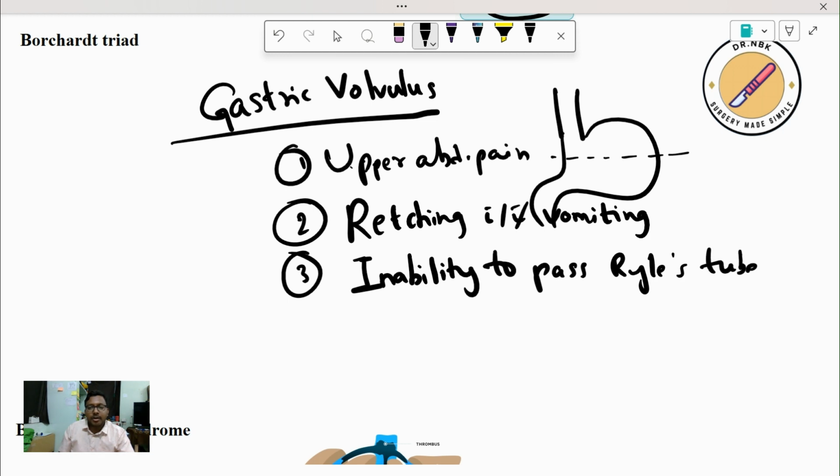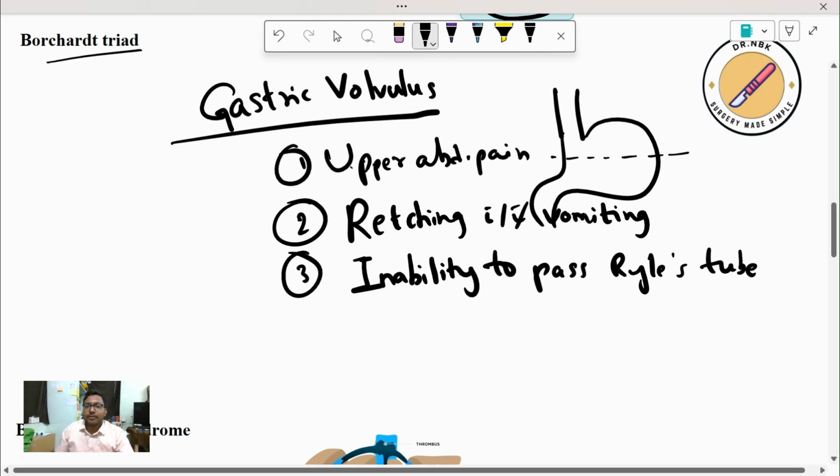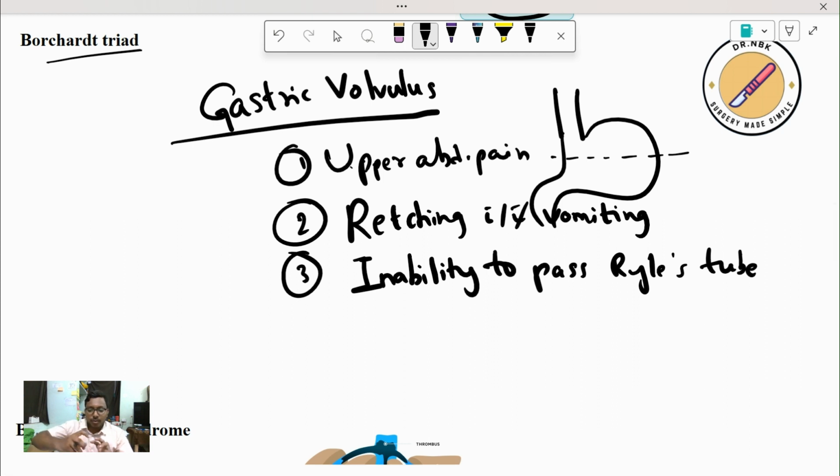Okay, so these are the three important features of Borchardt triad. This is seen in case of gastric volvulus. Please remember, one is upper abdominal pain because the stomach is twisting upon itself. There will be pain, obviously. Second one is retching, and third one is inability to pass Ryle's tube. Again, you can remember with the mnemonic URI. URI.